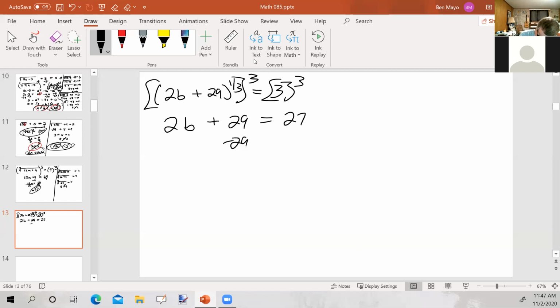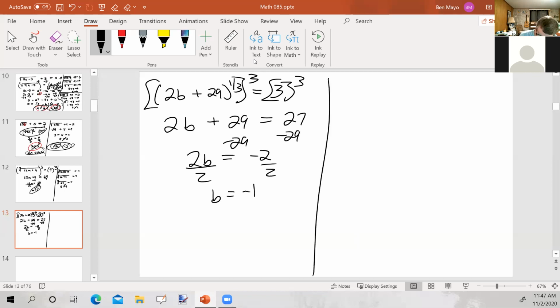Solving for b, we'll subtract 29 from both sides. We get 2b equals -2. Divide both sides by 2, and we get b equals -1.